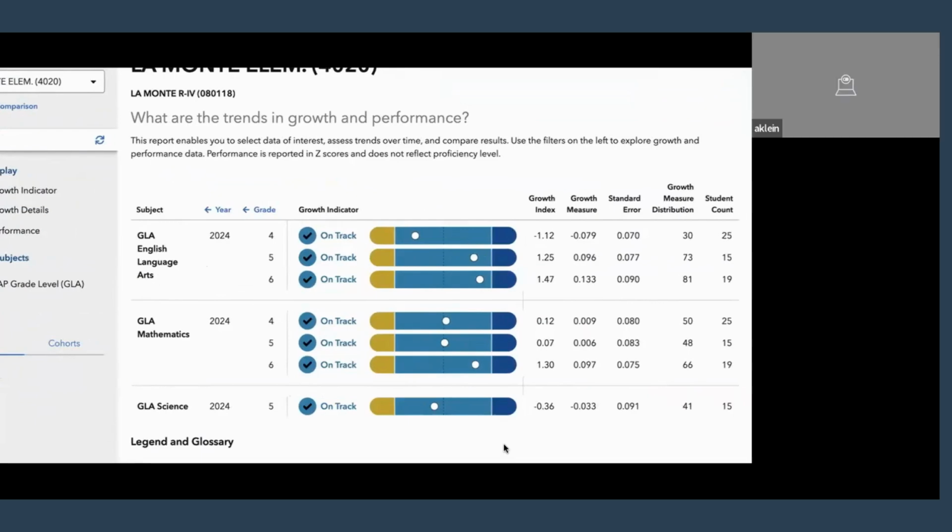And then growth for academics, what? It just died. What'd you say, DESE's what? So you can see all of that information.